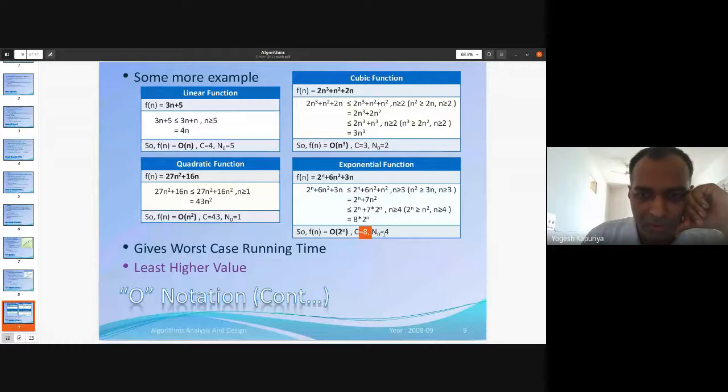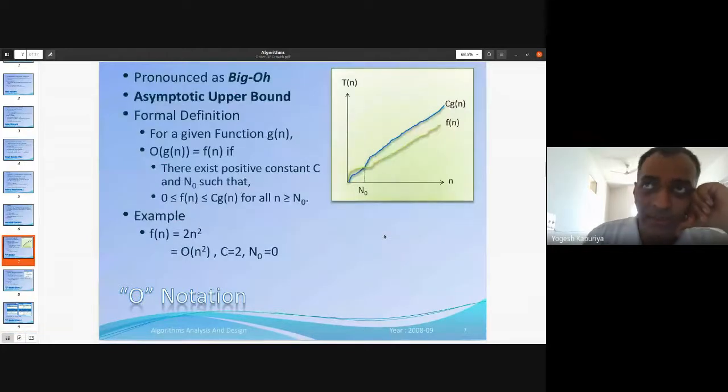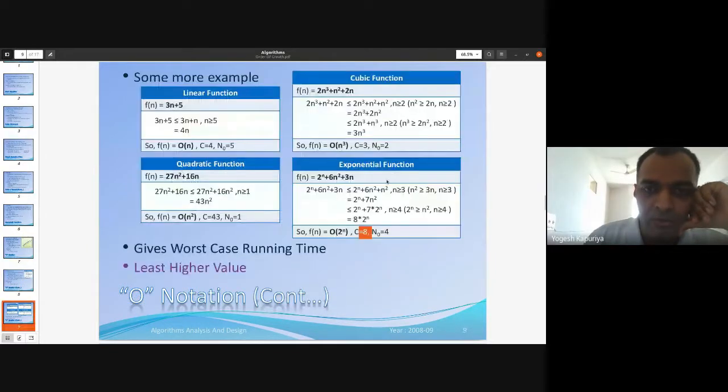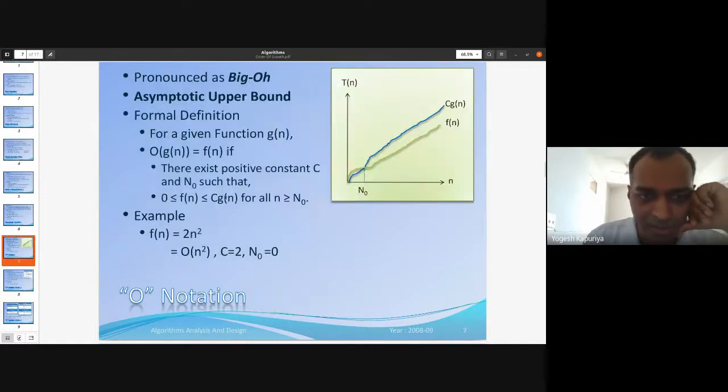So I hope you understood the concept. The concept is to find out the upper bound for any given function. You should also understand how to derive it. The only thing which is required is you need to find out this equation: f(n) is less than or equal to C g(n). You have to find out some value of C and some value of n0.